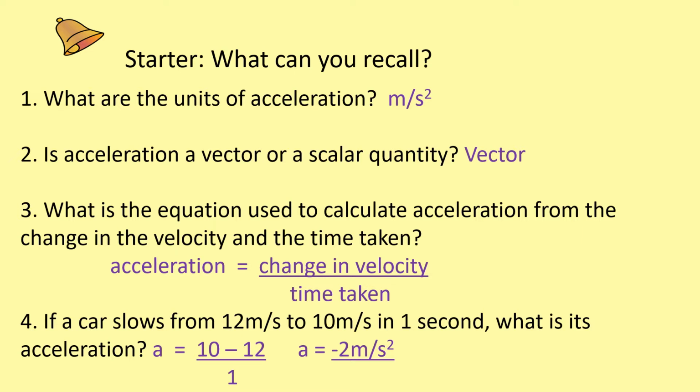The equation used to calculate acceleration is change in velocity over time taken. So putting some numbers in then for number 4, the car is slowing down from 12 meters per second to 10 meters per second in 1 second. So the change in the velocity is 2. So you end up with 2 divided by 1 second. But because it is slowing down, you do 10, the final speed, minus 12, the start speed. So you get minus 2 divided by 1. So minus 2 meters per second squared. Well done if you got that one right.